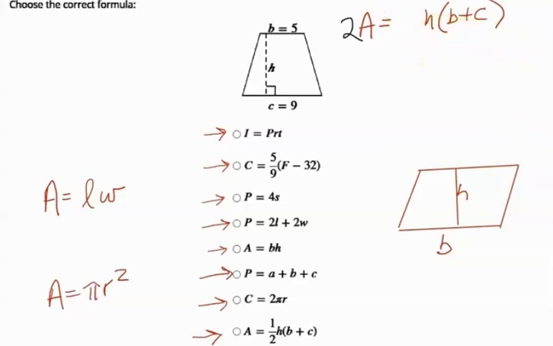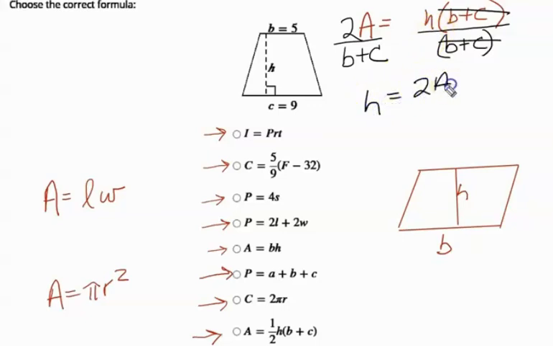So this is what we have. Now to get rid of the b plus c, because this is h times this, I can just divide the b plus c out. I could put parentheses there if I want or not. And then now these cancel out. And the formula then that I'd use would be h equals 2a divided by b plus c.